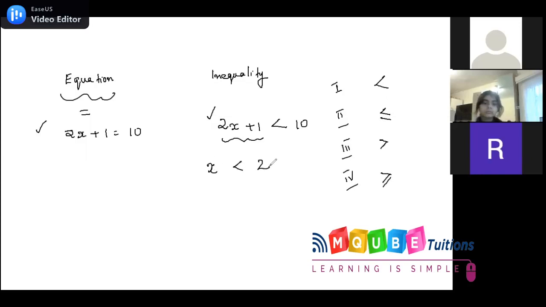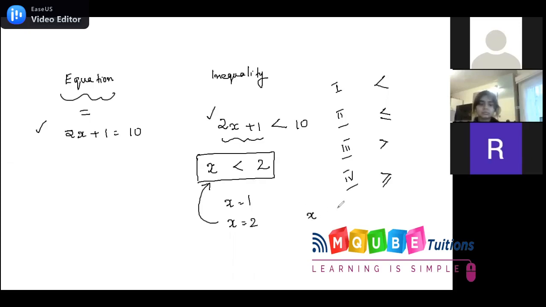X is less than 2. This is an inequality where x can take any value which is less than 2. So just tell me any one possible value for x corresponding to this inequality. Just let me know any one value of x which satisfies this one. 1. Yes. Suppose I tell you x is equal to 2, will that satisfy this inequality? No, because x less than 2 means 2 is not included in it. It is all the values less than 2, excluding 2.